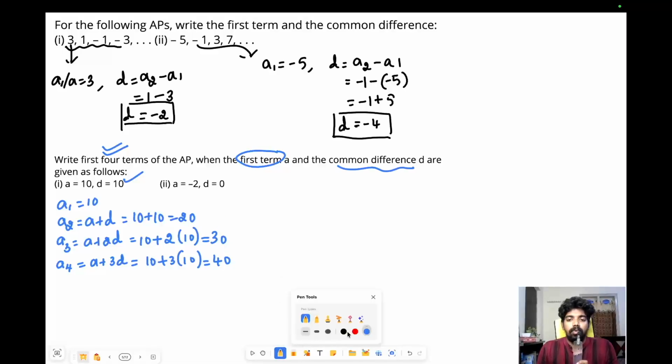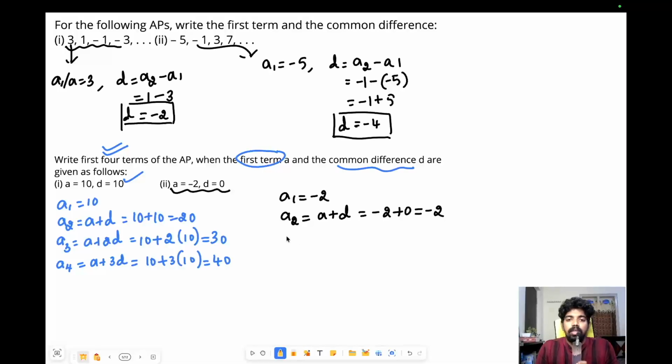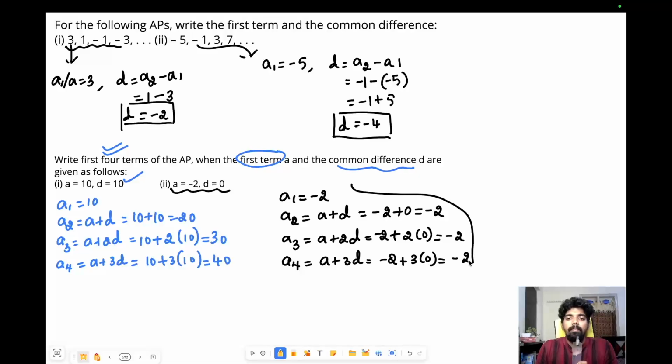Next question, what they're asking, if A is equals to minus 2 and D is equals to 0, A1 is minus 2, A2 is equals to A plus D, that is minus 2 plus 0 is equals to minus 2. A3 is equals to A plus 2D, minus 2 plus 2 into 0 is equals to again minus 2. A4 is equals to A plus 3D, minus 2 plus 3 into 0 gives you minus 2. Here all are minus 2 only.